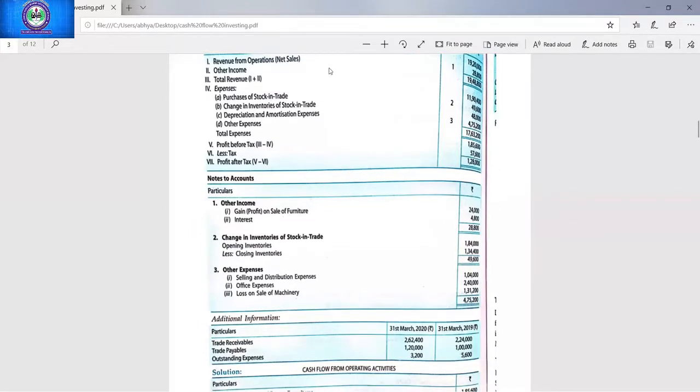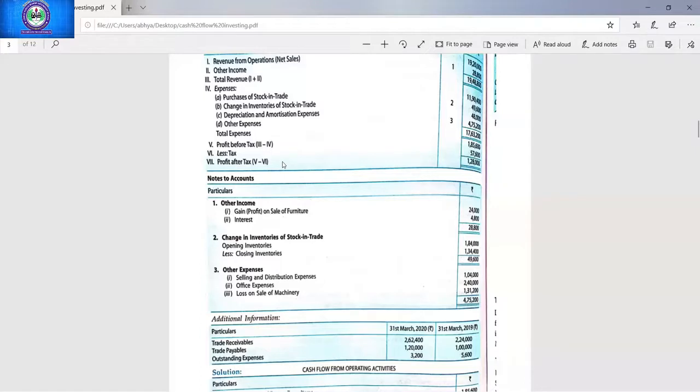Let's understand. Revenue from operations is given, 19,20,000. Other income is added, then total revenue, 1 plus 2. Then expenses are deducted, then it is total expenses. Then profit before tax, 3 minus 4, so it is 1,85,600. Then less taxes, profit after tax.